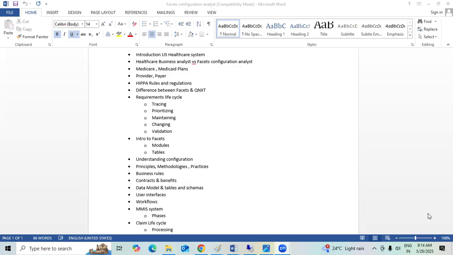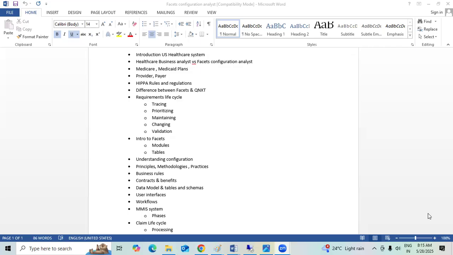Because a healthcare BA majorly focuses on the plans, HIPAA rules and regulations, all that stuff, but a Facets configuration analyst should have an understanding of the Facets tables, knowing about benefit configuration when you talk about configuration. Either it can be pricing, okay, at the same time the product configuration. This sort of understanding you must be good and familiar with, right? So understanding the difference between these two is important.